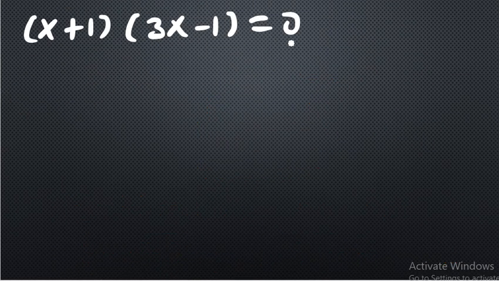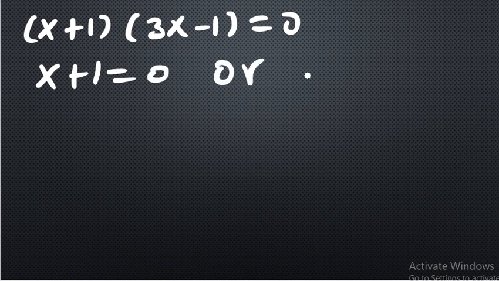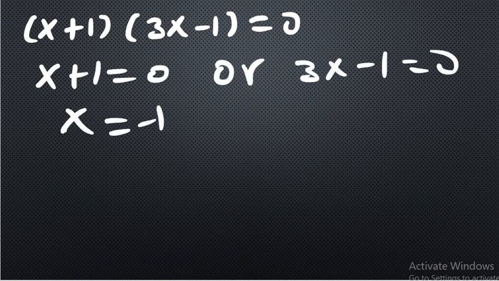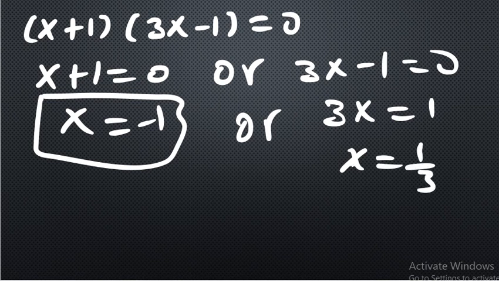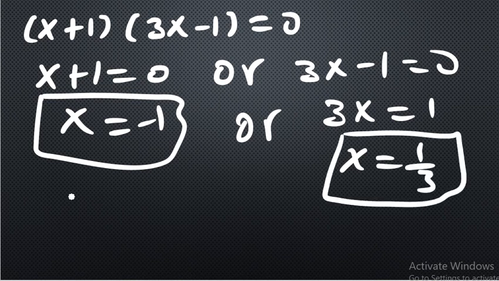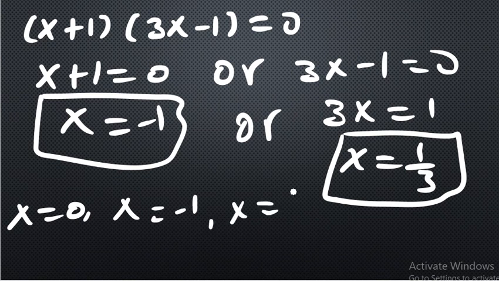So the product of the two is 0, which means we can say x plus 1 is equal to 0, or 3x minus 1 is equal to 0. This means x is equal to -1, the other answer. Or again, shift the 1 to the other side, 3x is equal to 1. That means dividing by 3, x is equal to 1 over 3. This is the third answer. Now our solution, remember, x is equal to 0, which we got before, x is equal to -1, and x is equal to 1 over 3.